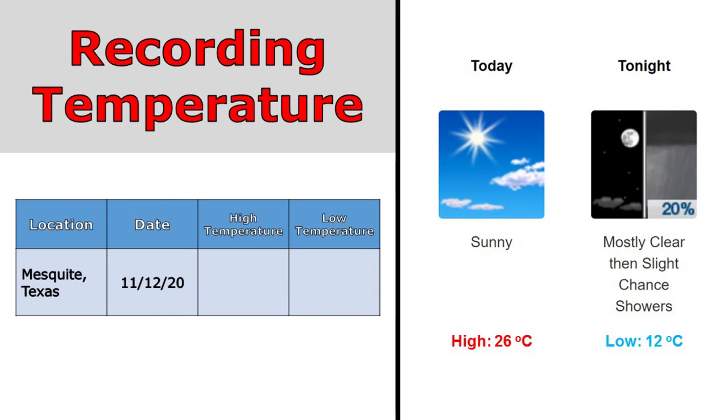When we're recording the temperatures in an area on a specific day, we normally record the high temperature and the low temperature. The high temperature is just how warm it was on that day, and so the high temperature on this day was 26 degrees Celsius. The low temperature is just the coolest that it was, and that often happens at night after the sun goes down or before the sun comes up. And on this day, the low temperature was 12 degrees Celsius.